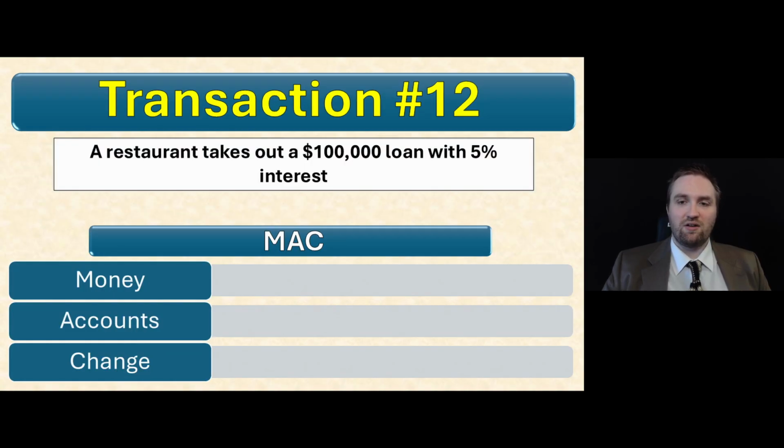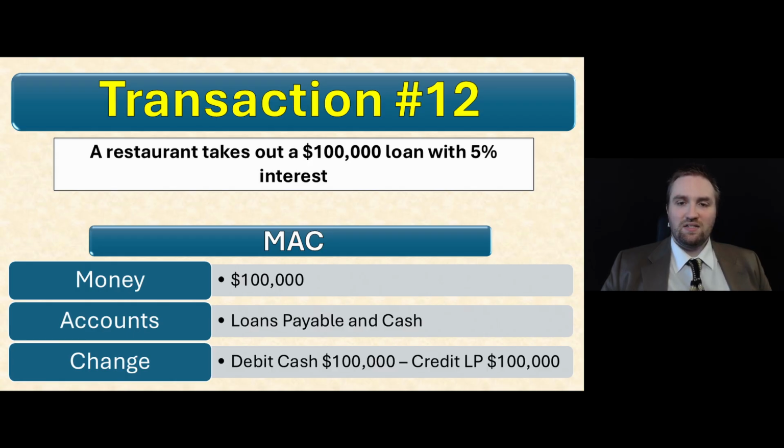Transaction number 12. A restaurant takes out a $100,000 loan with 5% interest. MAC. Money, $100,000. Accounts, loans payable and cash. Change. Debit cash, $100,000. Credit loans payable, $100,000.